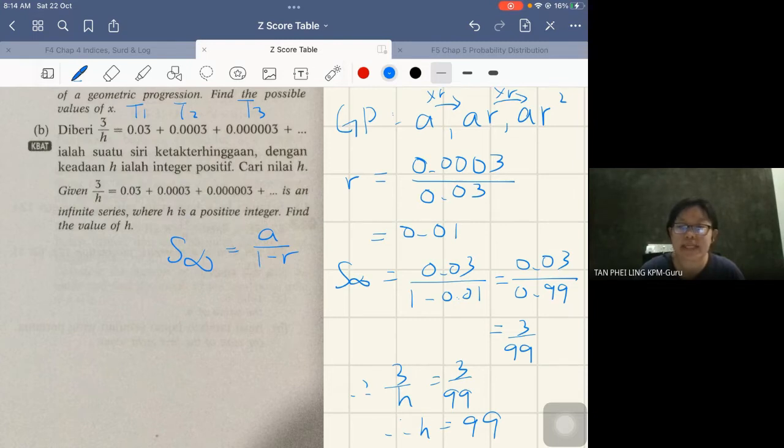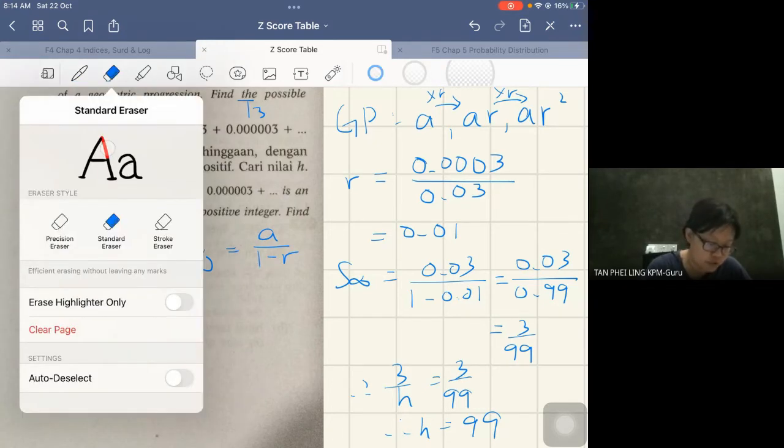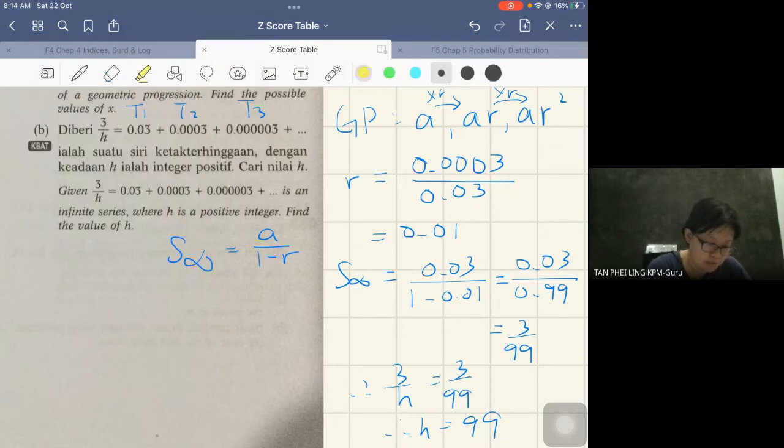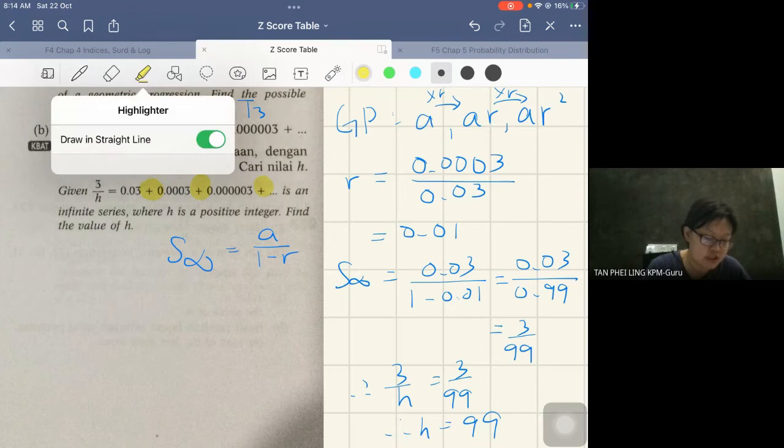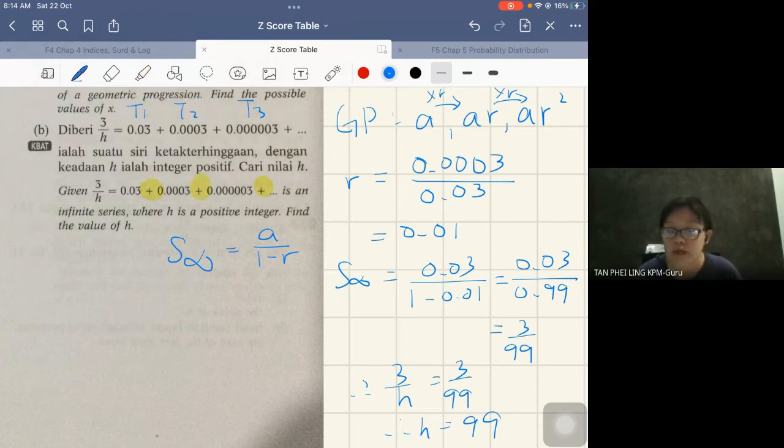I want to purposely highlight this because a lot of you look at this question and you will think that it is your AP, right? Because you see the plus. A lot of you tend to think that, but the plus here will be misleading. The plus here is not to tell you that they are AP, but they are GP because of this keyword here. It's an infinite series.